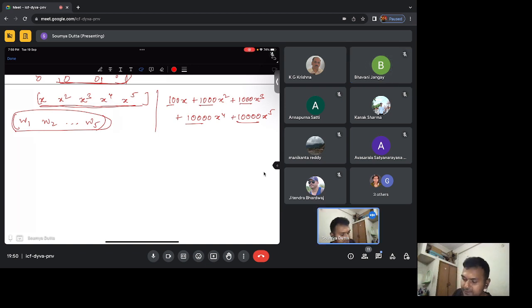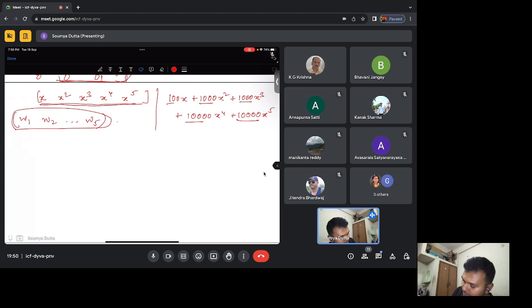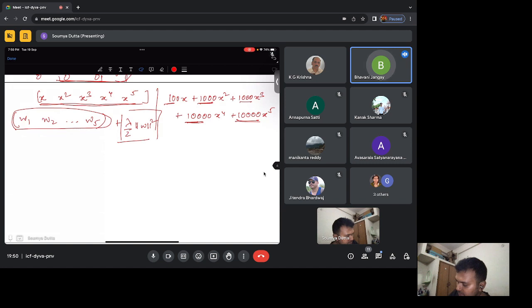What will you do? What is the solution to overfitting? Regularization. You will do regularization, right? So you will add something like this particular thing. Now, whenever you add these sort of things, what will your optimization problem try to reduce? In terms of these values, 100, 1000, those weights, it will start to reduce these weights, right?